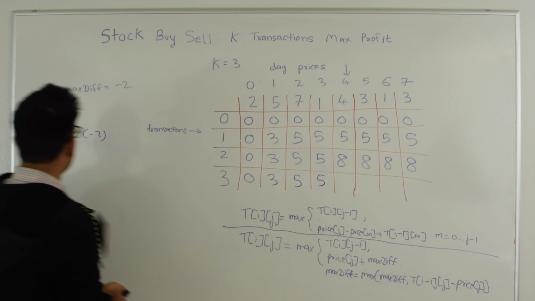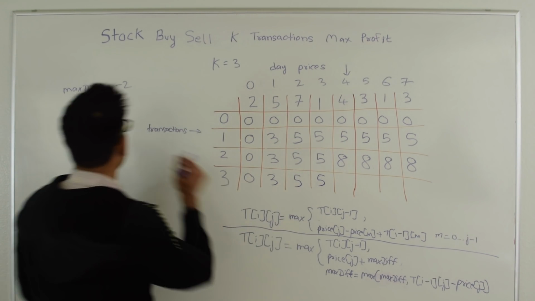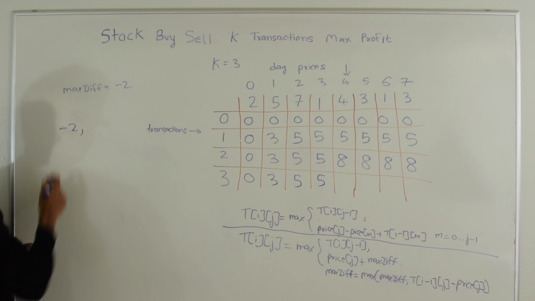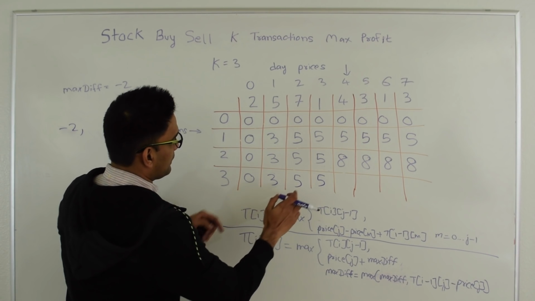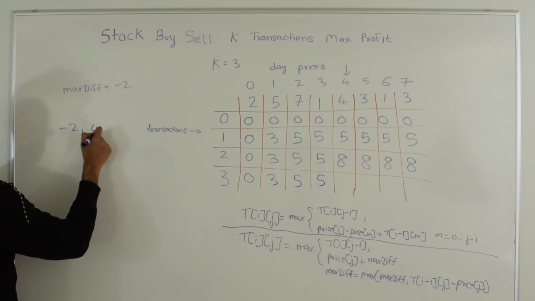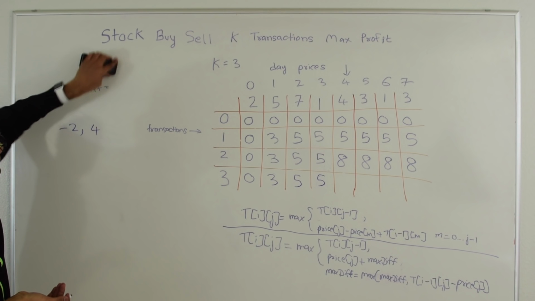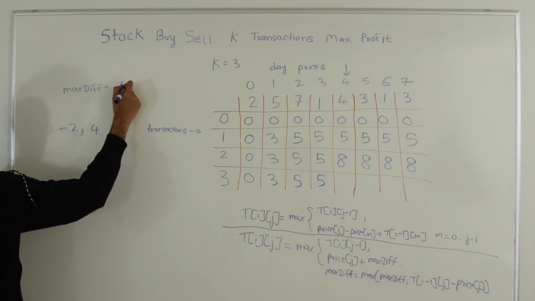Let's come to this day. Before going on to that day, let's recalculate the max diff. So again, the max diff will be current max diff minus 2 and 5 minus 1, 4. So now max of minus 2 and 4 is 4. So our max diff now becomes 4.